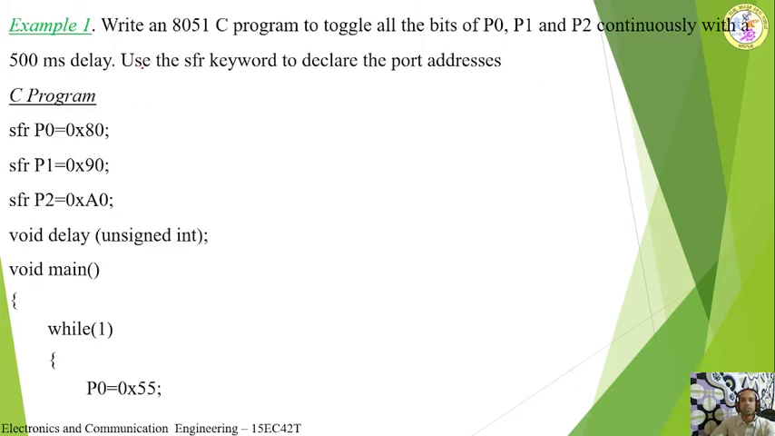We shall take one example. Write an 8051 C program to toggle all the bits of P0, P1, and P2 continuously with 500 milliseconds of delay. And they have mentioned to use the SFR keyword to declare the port addresses. So what we need to do is write a C program to toggle. Toggling means make 0 and 1 continuously. Port 0, all the bits.